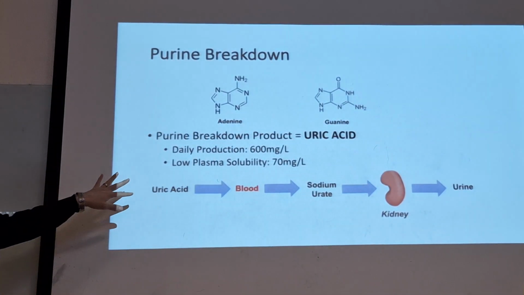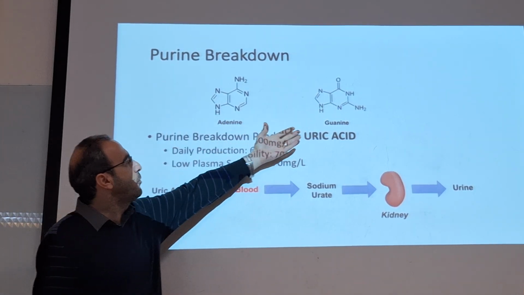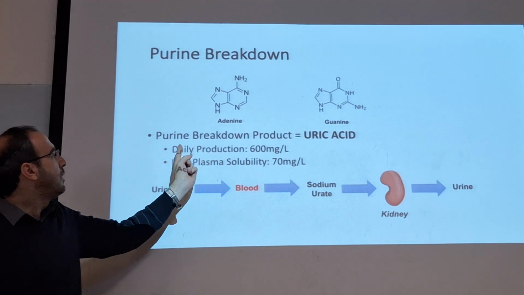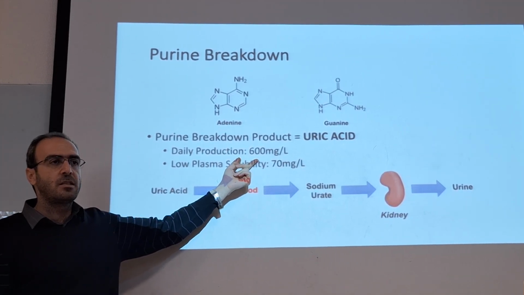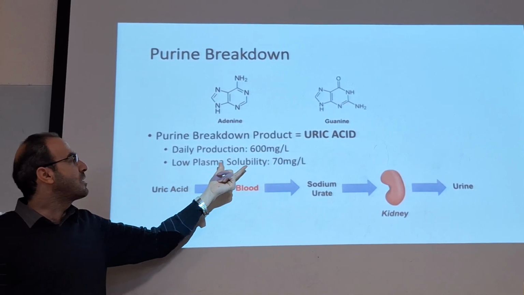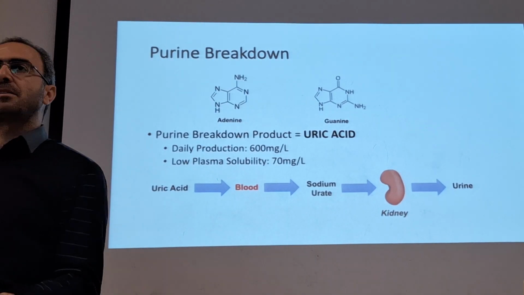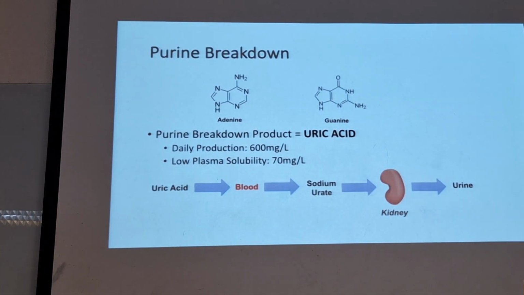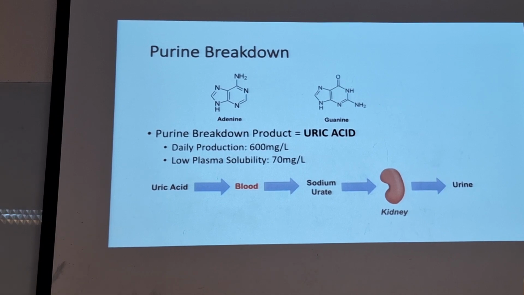Here is the purine breakdown. If you look at that, the final product is uric acid, but what is the daily production? 600 milligram per day. The solubility is 70. So about 10% of uric acid is water soluble, and 90% is water insoluble. So we have a big problem excreting this uric acid.